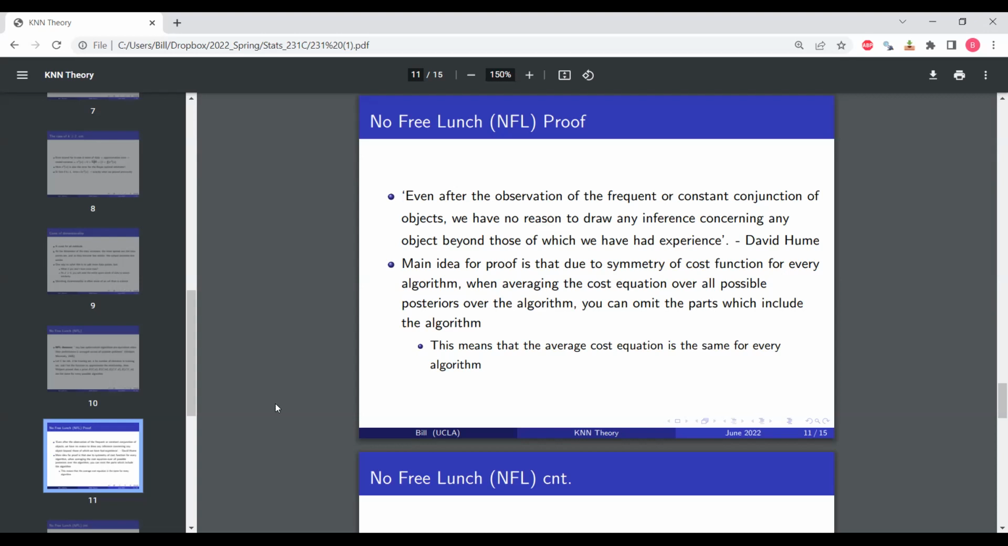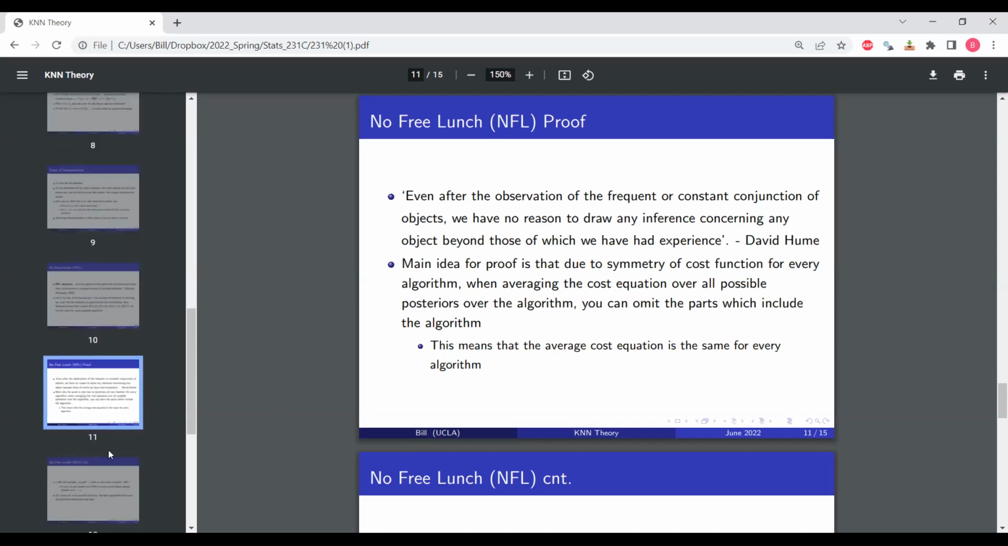But in terms of theory, I'm just going to put down the main idea for Wolpert's proof in his original paper in 1996. The main idea of the proof is that because the cost function is symmetric, when we're averaging the cost equation over all possible conditions or posteriors, we can actually omit the parts which include the specific algorithm that we have. When we omit all the terms in the cost equation that include the specific algorithm, the cost equation for all possible algorithms is the same, because we took out the only variable that might differ across all the cost equation calculations. And that just means that the average cost equation is the same for every algorithm.